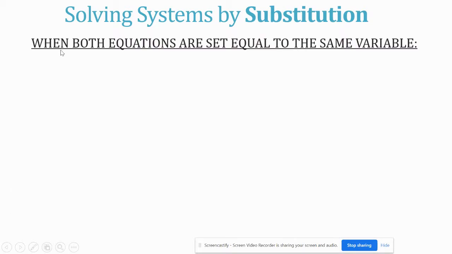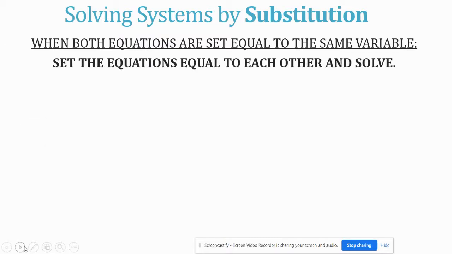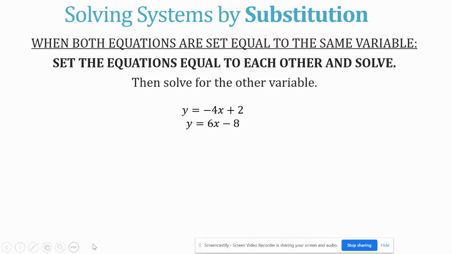So we're going to be looking at equations that are both set equal to the same variable. When both equations are set equal to the same variable, the first thing we're going to do is set the equations equal to each other and solve. So we're really going to be substituting in and setting them equal to each other, and then solve for the other variable as we normally would, and make sure you write your answer as an ordered pair. So here we have y equals negative 4x plus 2 and y equals 6x minus 8.